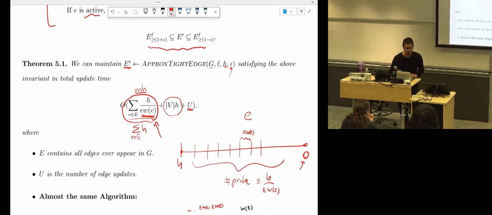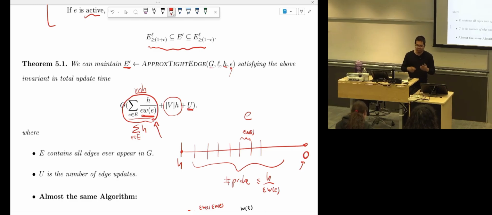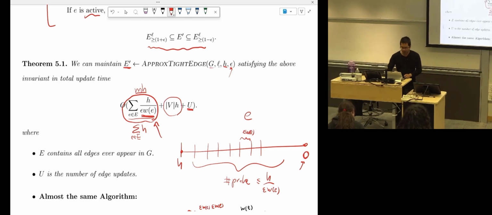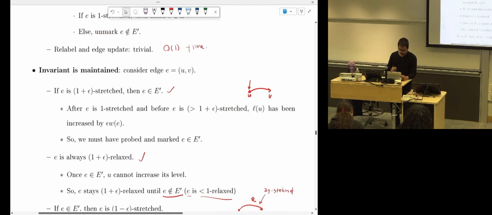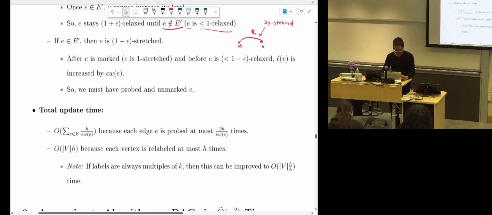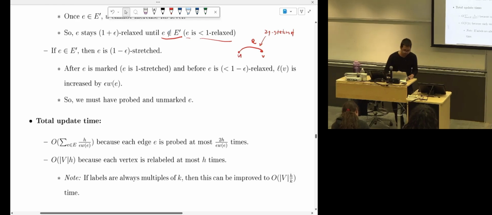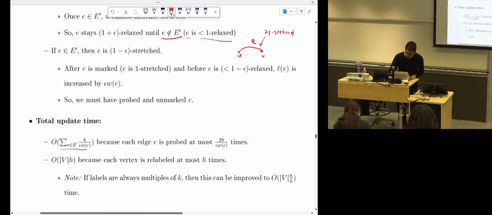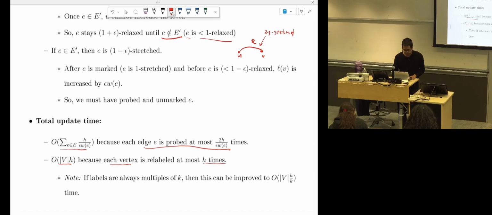And this is just the time to update an edge. Each time we update an edge, we spend at most constant time. There are many updates, so that's why this is here. Okay. Right. By the way, note that we spend this time because each edge is probed at most this many times. And this is just because each vertex is relabeled at most H times.